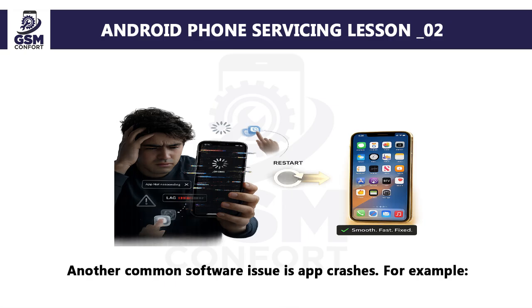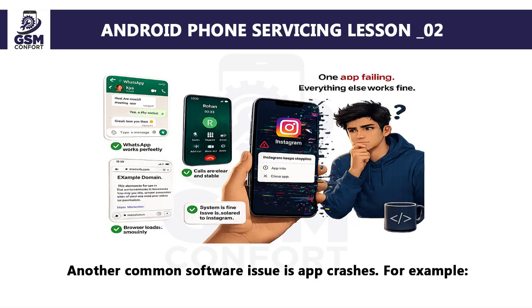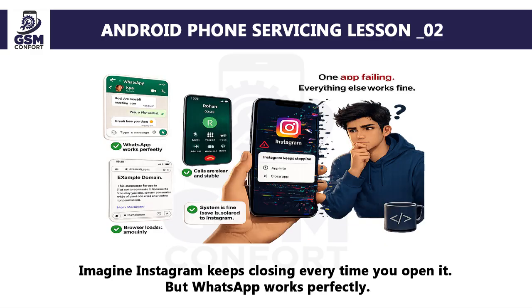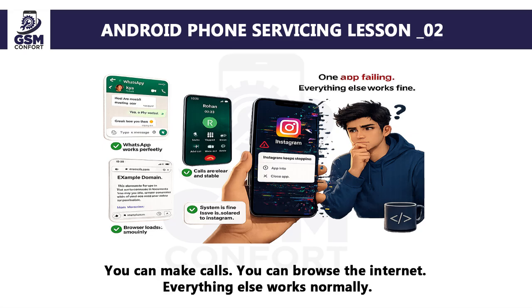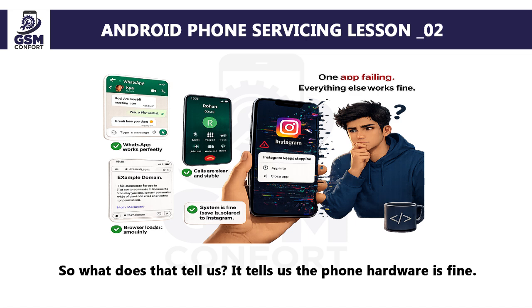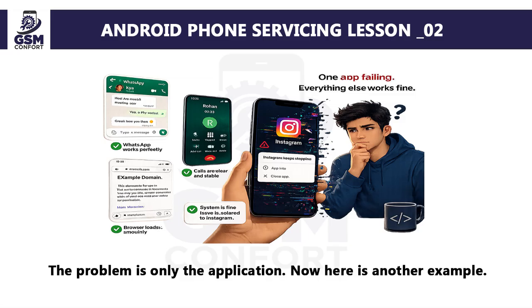Another common software issue is app crashes. For example, imagine Instagram keeps closing every time you open it, but WhatsApp works perfectly. You can make calls. You can browse the internet. Everything else works normally. So what does that tell us? It tells us the phone hardware is fine. The problem is only the application.